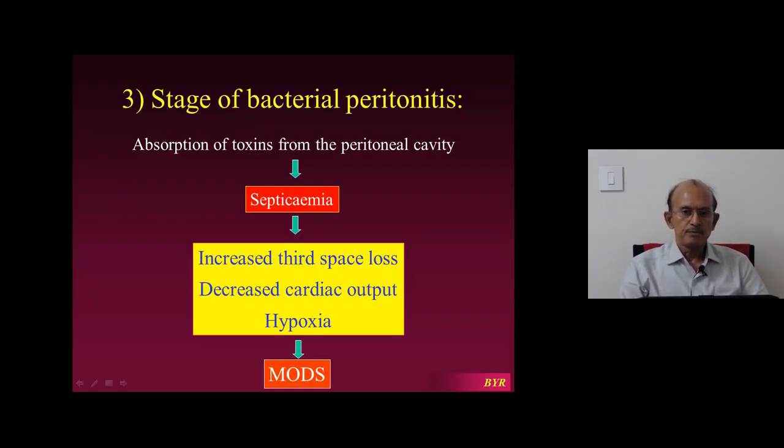So bacterial peritonitis can cause two problems. Number one, fluid sequestration in the peritoneal cavity, fluid sequestration in the intestines, and fluid sequestration in interstitial spaces due to septicemia. And added to that, the bacterial toxins can cause decreased cardiac output and hypoxia leading to MODS. So the shock is caused by multiple reasons.